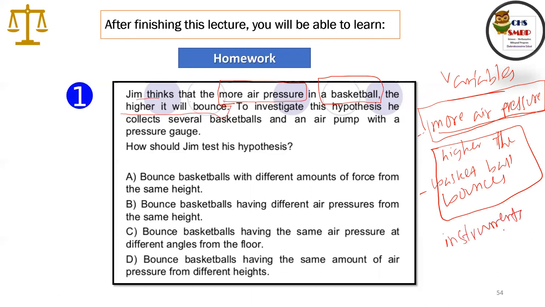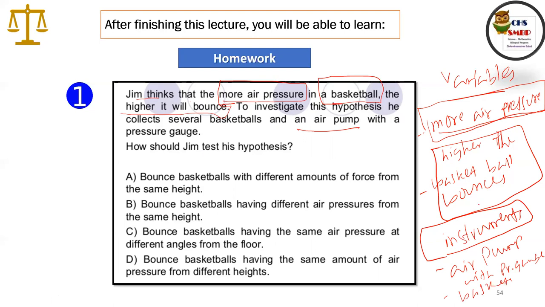And we have some instruments, right? If we just sort out the instruments. So what we need as an instrument, we need an air pump with a pressure gauge. And also what we need, basketballs, right? We need some basketballs. So instruments are this, and you can check more air pressure.